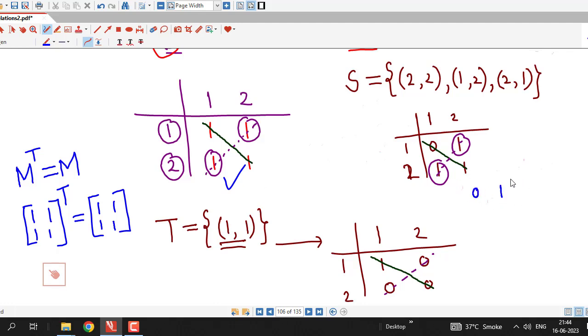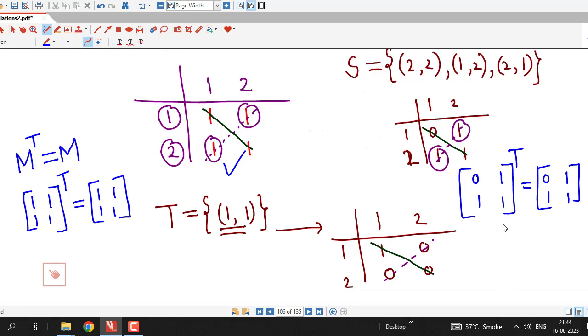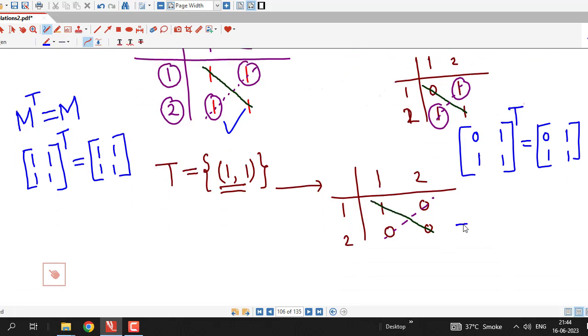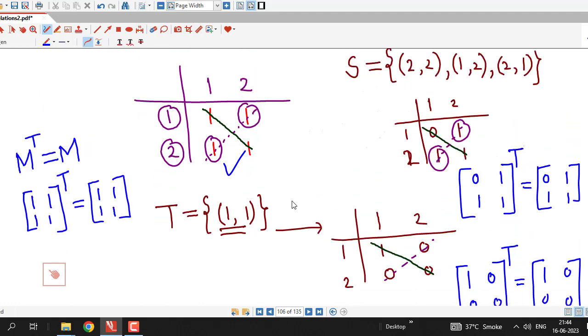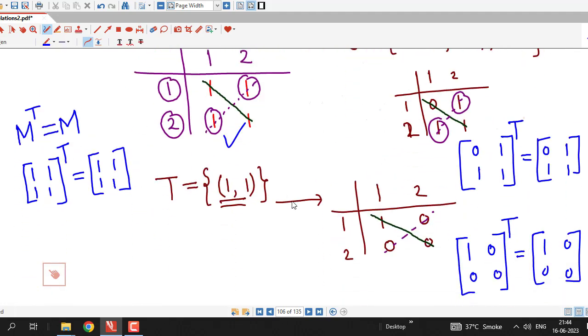Same thing here, the matrix is 0 1 1 1, and if I take the transpose, then I will write down the first row as first column, second row as second column, and you can see I get the same matrix. And here also we can find out the transpose 1 0 0 0. If I take transpose here, I have 1 0 0 0. So if our relation is symmetric, then the relation matrix corresponding to that relation is also symmetric.